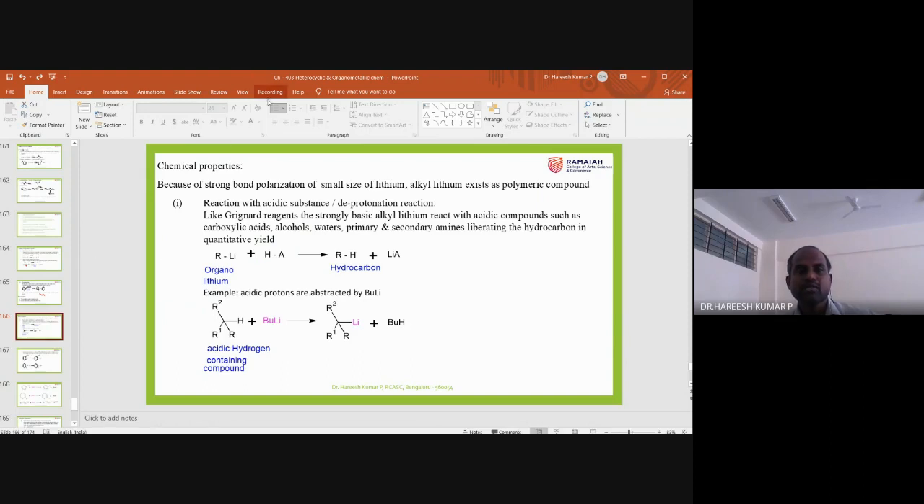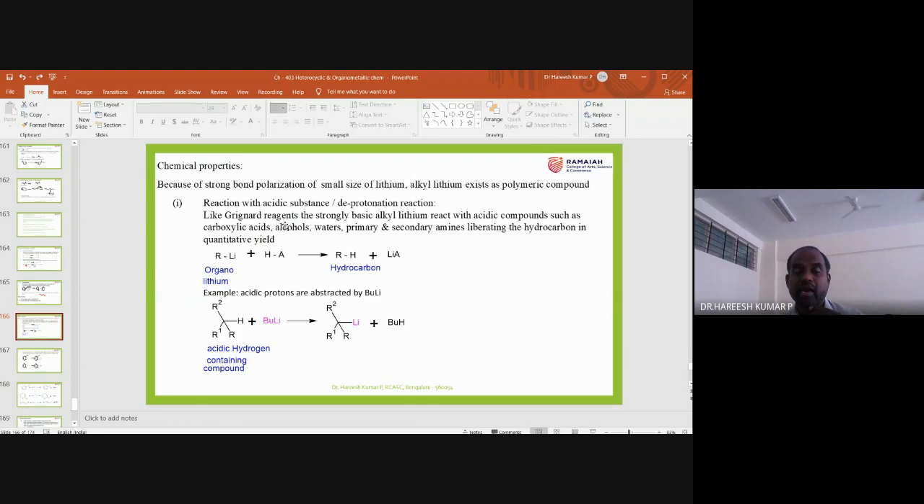Because of the strong bond polarization and small size of lithium, alkyl lithium exists as a polymeric compound. So that is one point with respect to organolithium. But here, what I am talking about is a reaction with acidic substances. It is also called a deprotonation reaction. So what will happen here?